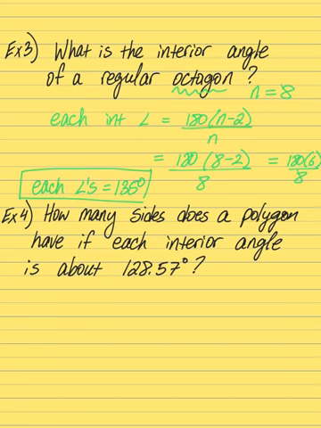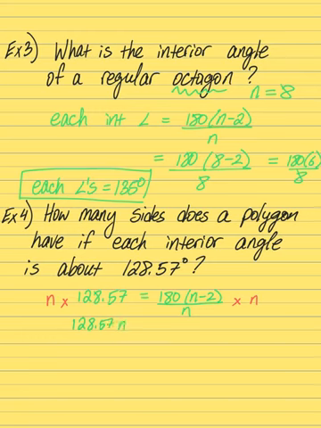My next example, as before, is figuring out how to work backwards. So now I know that each of my angles is 128.57 degrees. I begin with 180 times n minus 2 over n. This is my original equation. My goal is to get the n by itself. The problem though now is that n is in 2 different spots in my equation. So what I'm going to do is multiply both sides by n. And the reason I'm going to do that is because it will get rid of the fraction on the right side of the equation.